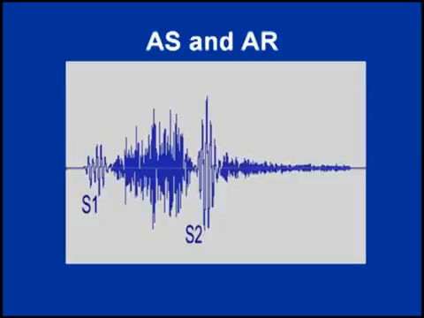Listen to a patient with combined aortic stenosis and regurgitation. I will begin with the systolic murmur and then add the diastolic component.